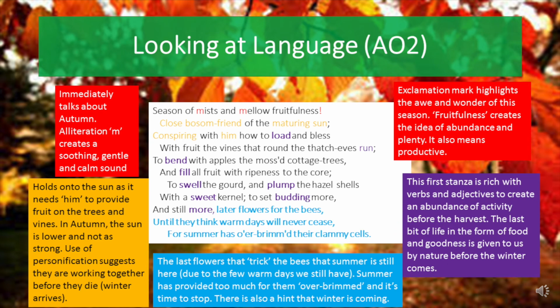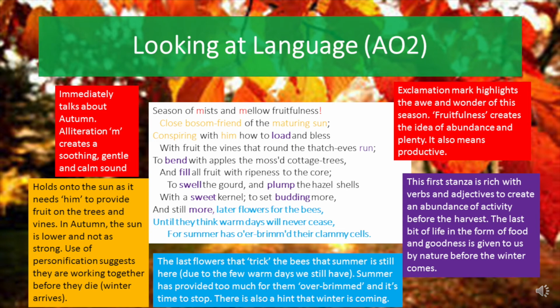And then here, right at the end, I thought was quite clever. When he talks about the later flowers for the bees, you still do get flowers in the autumn because you've still got those quite warm days. And what he's saying here is, "later flowers for the bees until they think warm days will never cease, for summer has overbrimmed their clammy cells."